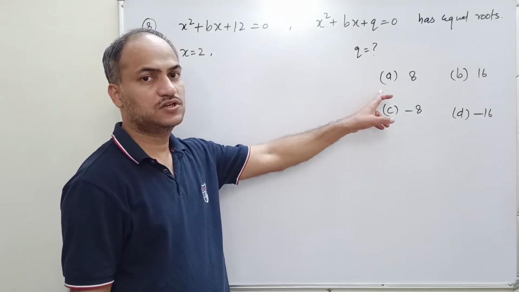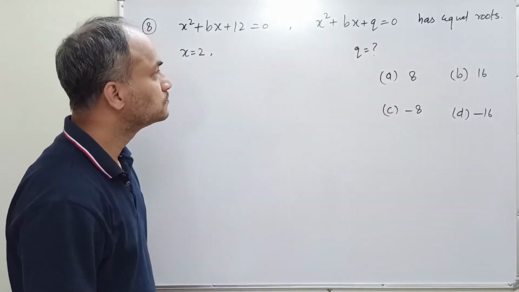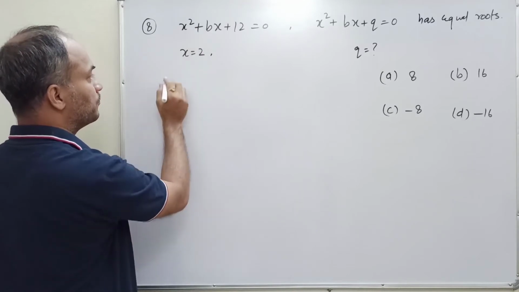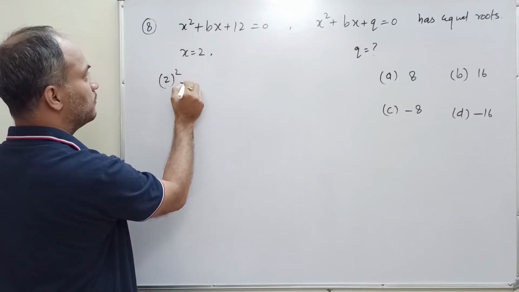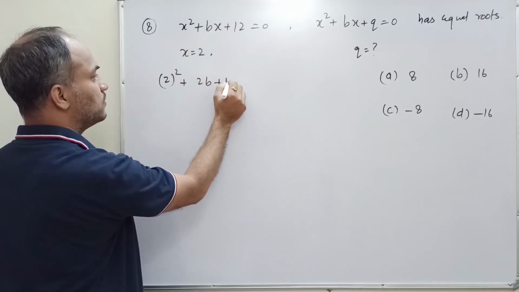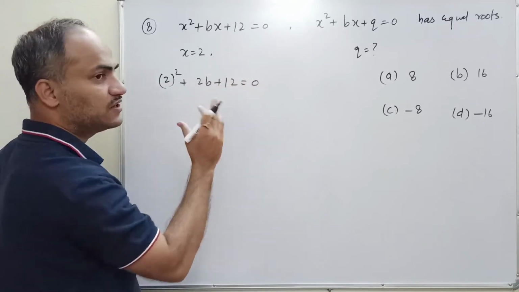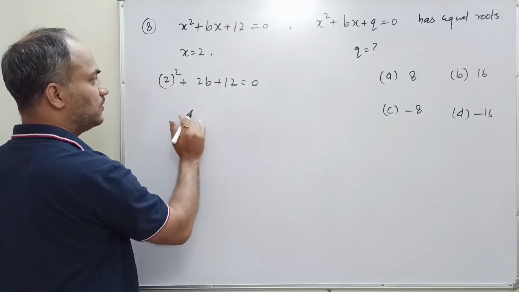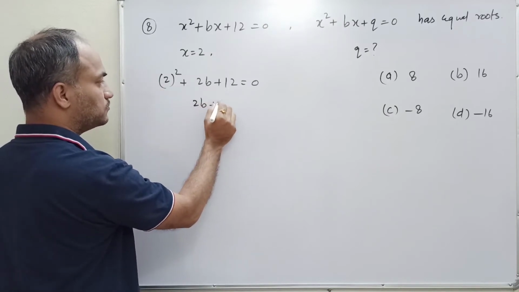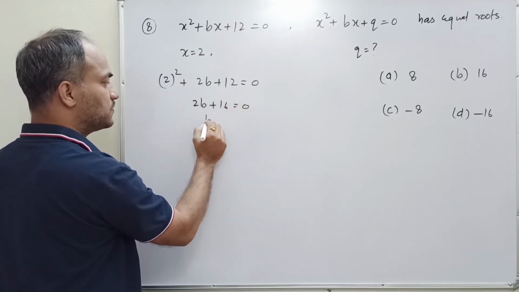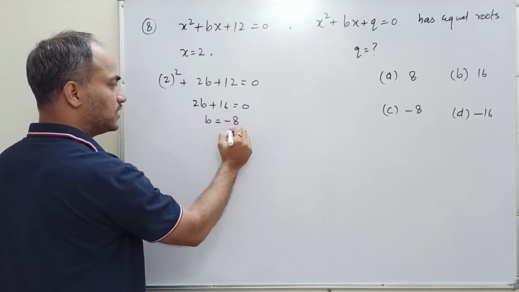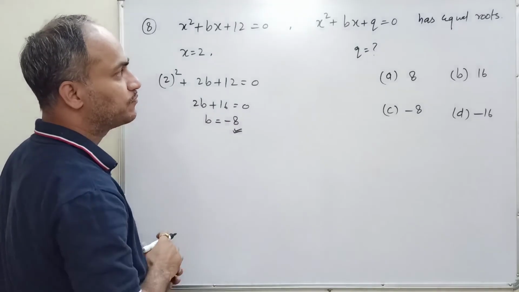These are the four options for values of q. Now let us apply the condition. When we put this value here, we get 2 square plus 2b plus 12 equal to 0. It means we can easily find the value of b. So 4 plus 12 is 16. So b is equal to what? Minus 16 by 2. So b is minus 8. Fine, we have got the value.